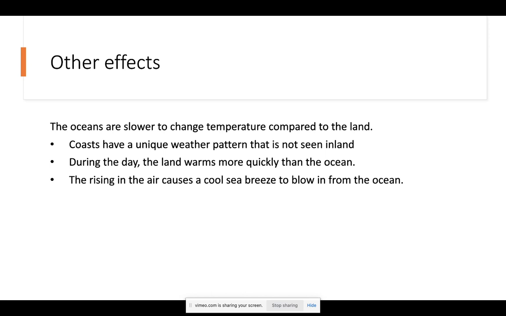I thought this was very cool. Whenever you visit the beach, like I just recently did, you can often feel that cool breeze blowing in, and you're wondering why that happens. It's actually because the oceans are slower to change in temperature compared to the land. So the land heats up a little bit quicker, and because of that, the rising warm air allows a cool sea breeze to blow in from the ocean. So it's this change in temperature from the water to the land that causes this cool wind to blow in off of the ocean.